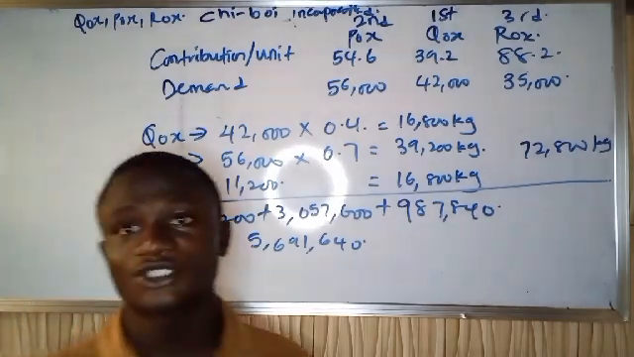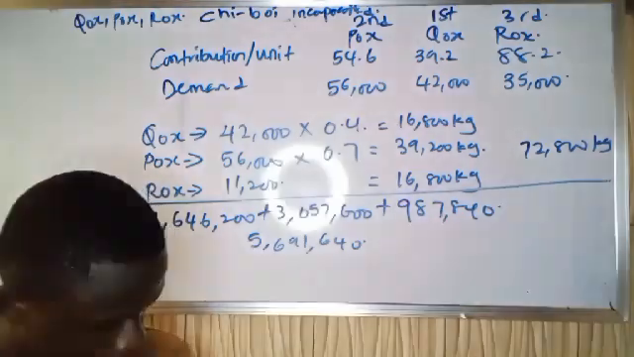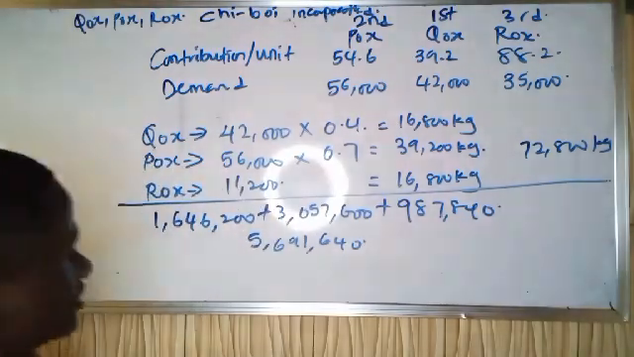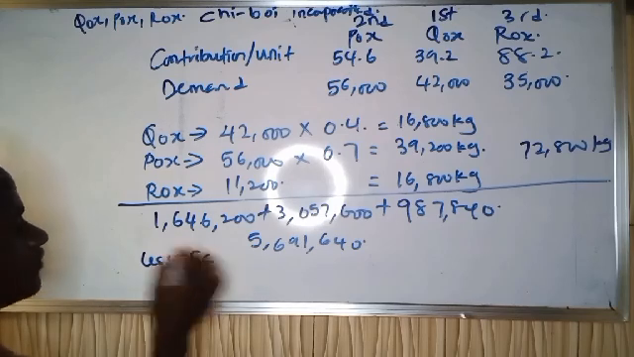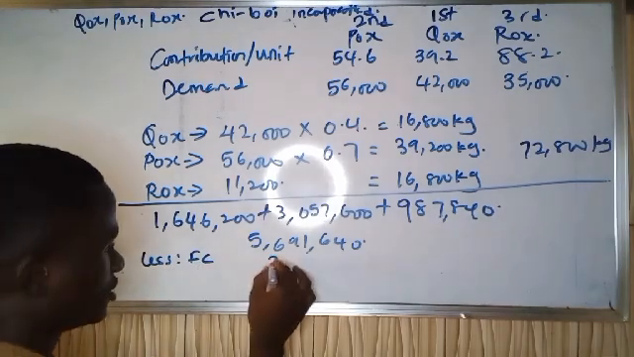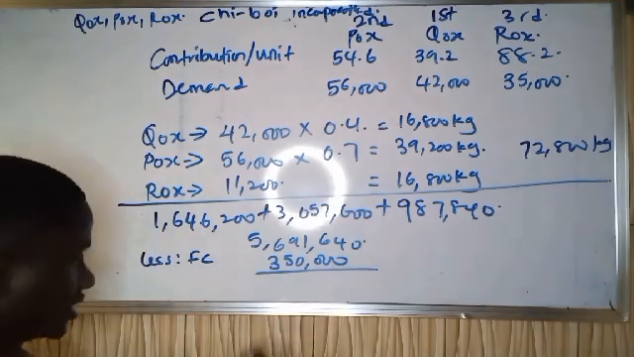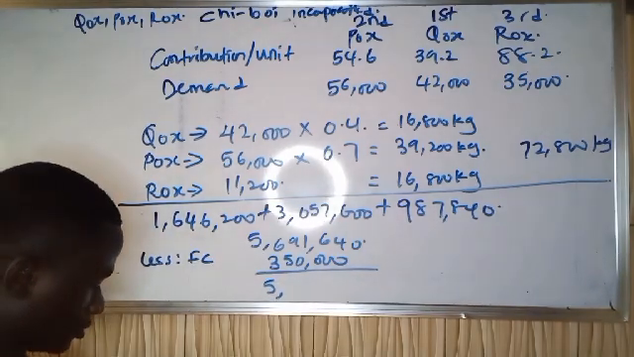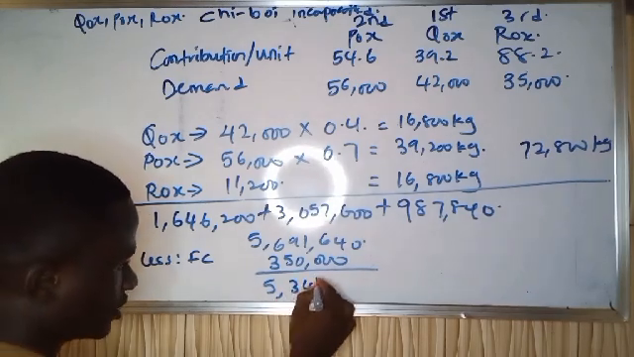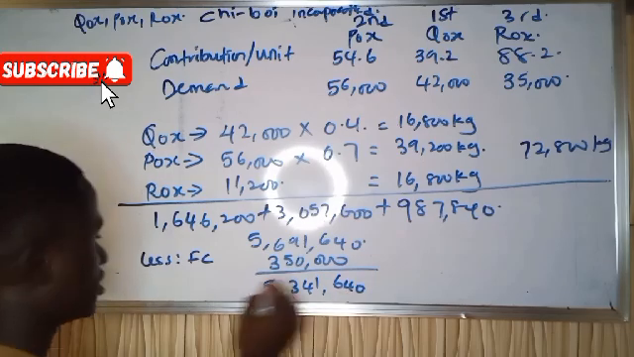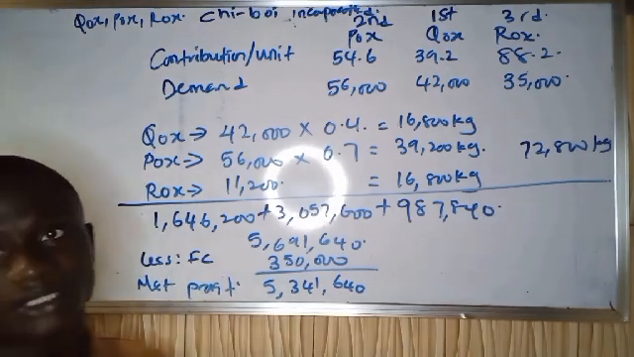And you know that to get your profit after getting your contribution, you just subtract your fixed cost of production. From our question, our fixed overhead is 350,000. So if you take out 350,000, I will have 5,341,640 naira as my net profit. So this will be my net profit.